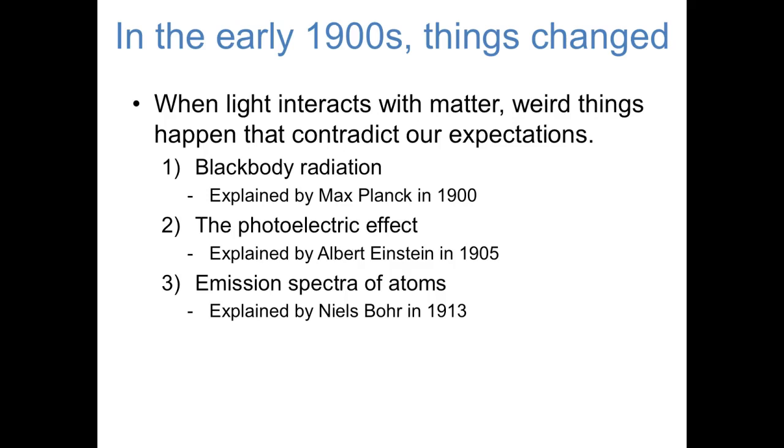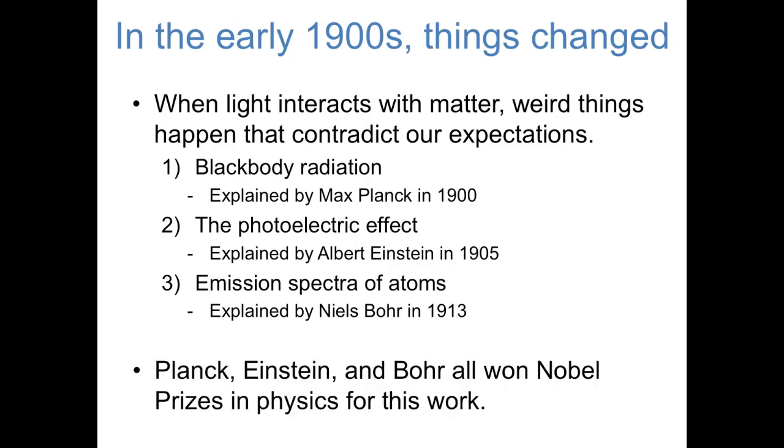The first one is something called blackbody radiation, which was explained by Max Planck in 1900. The second is the photoelectric effect, which was explained by Albert Einstein in 1905. And the third, which will come in the next video, is the idea that every element has a characteristic emission spectrum, which was explained by Niels Bohr in 1913. So these are all very famous physicists, and I think it's telling that all three of them, Planck, Einstein, and Bohr, won Nobel Prizes in physics for this particular work.